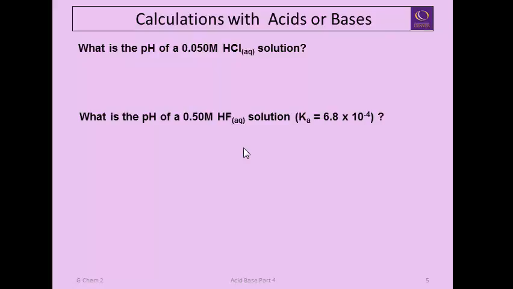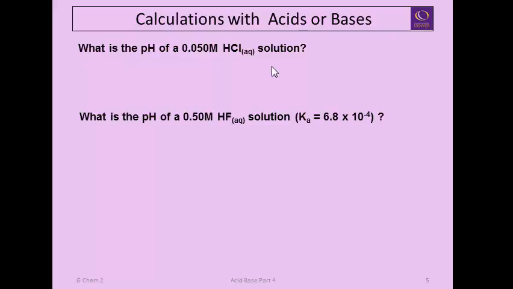So what's the pH of a 0.050 molar HCl solution? The key in doing these sorts of problems is, first things first, you have to identify what the species is. Is it strongly acidic? Is it strongly basic? Is it weakly acidic? Or is it weakly basic? Because that will determine how you solve the problem.